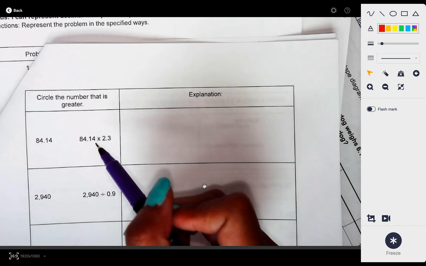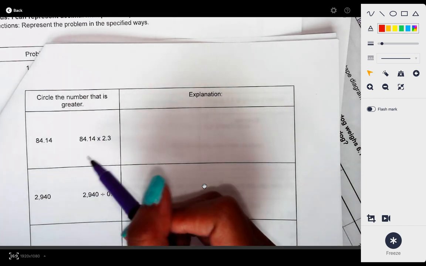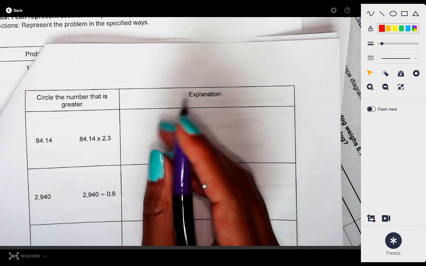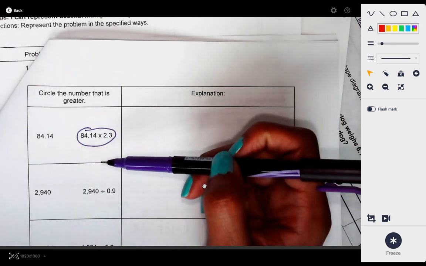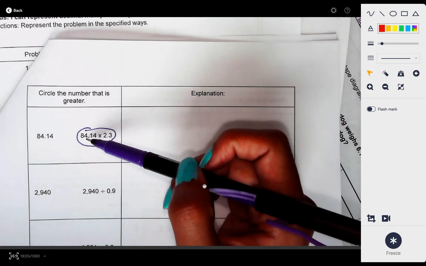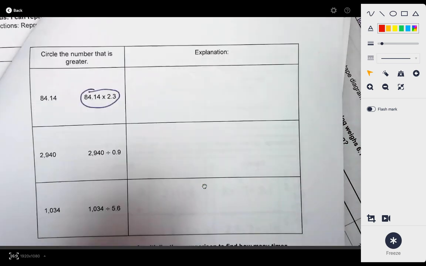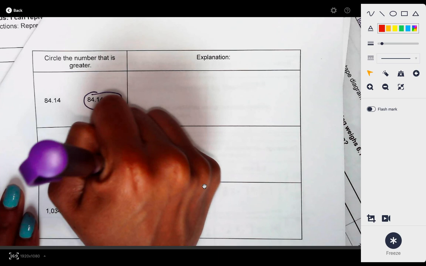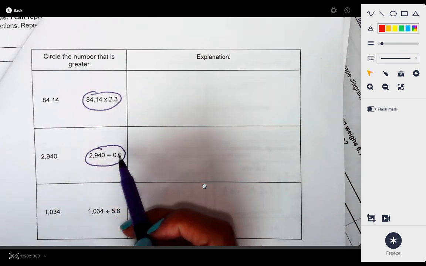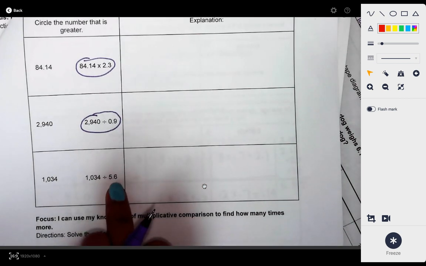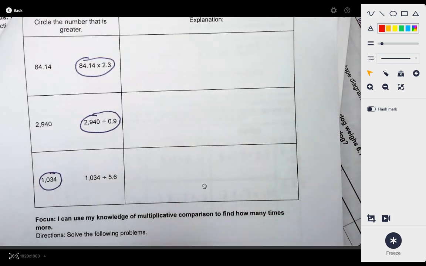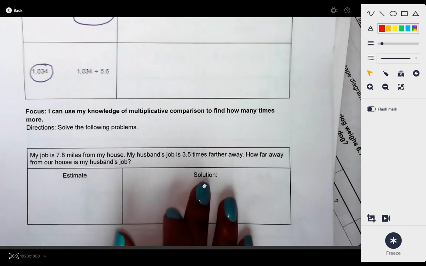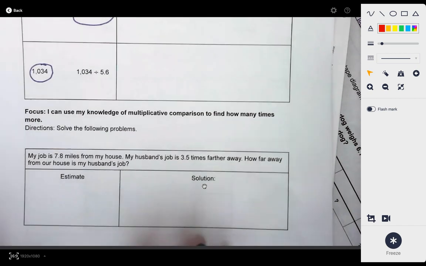On the other hand, when I multiply it by a number greater than 1, my answer will be bigger than that original factor. So I know that this will be more because when I multiply by 2.3, my answer will be greater than 84 and 14 hundredths. When I divide by a number less than 1, my answer will be bigger than my original factor. When I divide by a number greater than 1, my answer will be smaller than my original factor. These were the types of problems they were practicing last night.